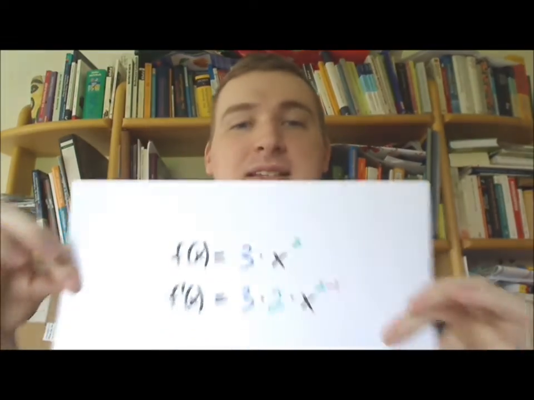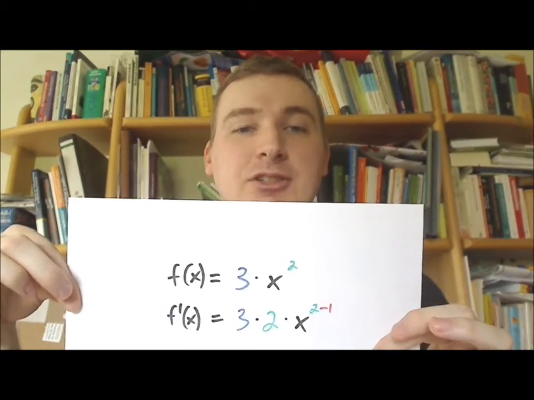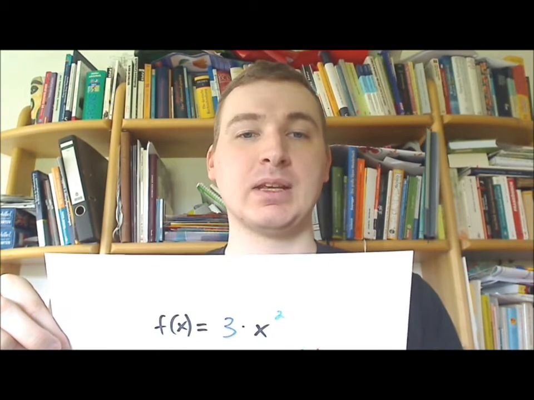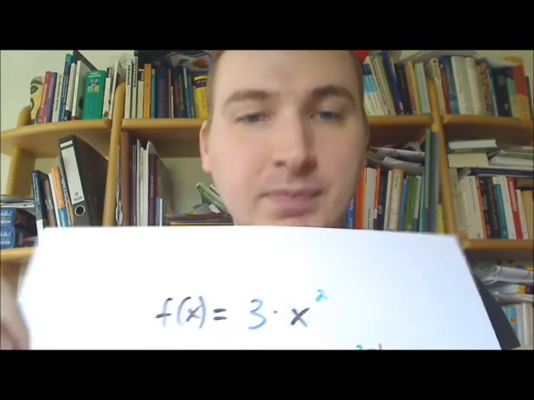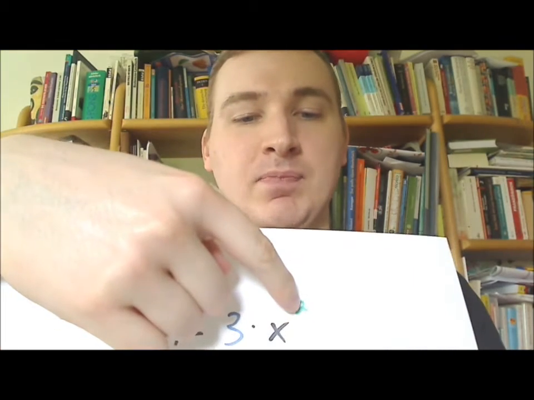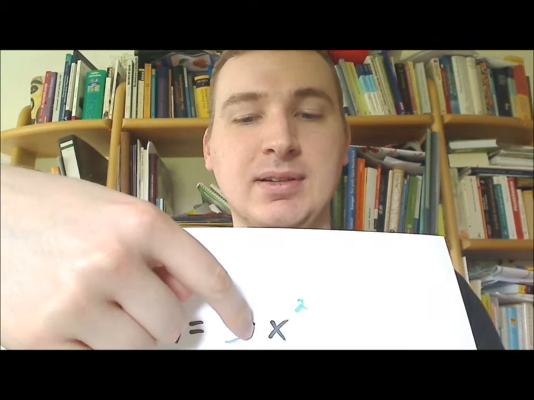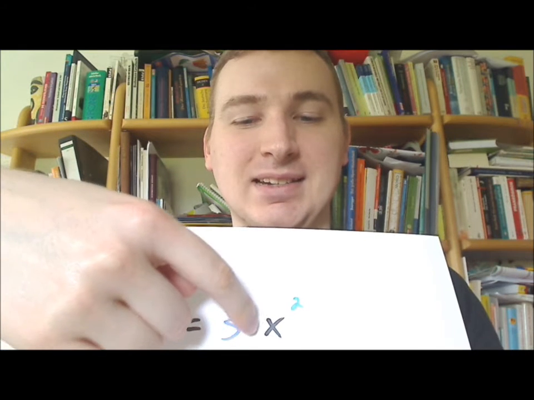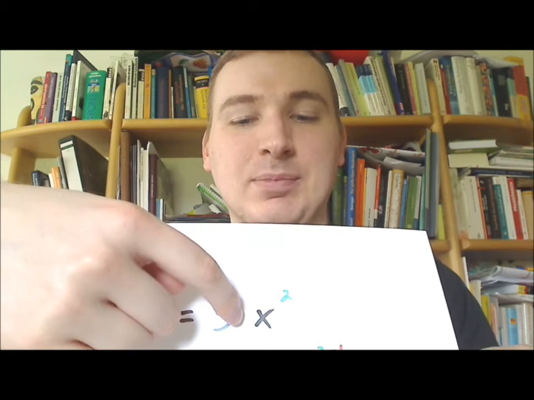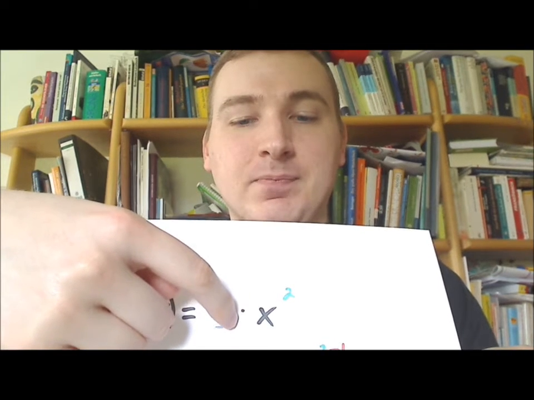Differentiation with the power rule is one of the easier tasks, I would say, in math. And the way it works is this. Can you see it? We have a function which is 3 times x to the power of 2, and we want to differentiate. You look at the 2, and you put the 2 at this place, so that you have 3 times 2, so the 2 becomes a factor, right?